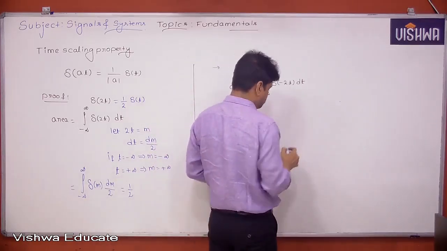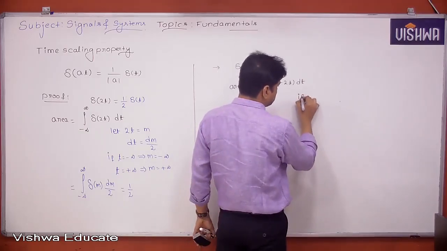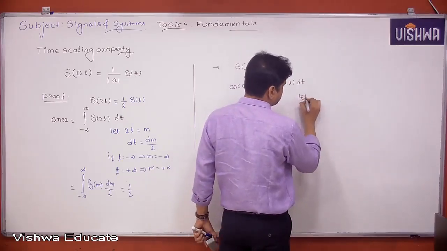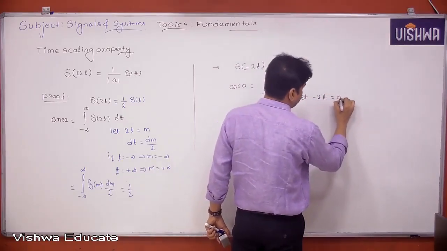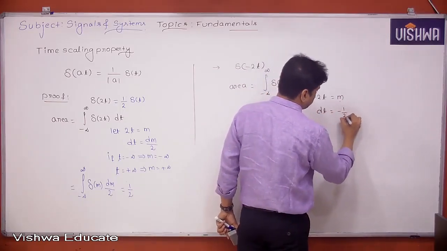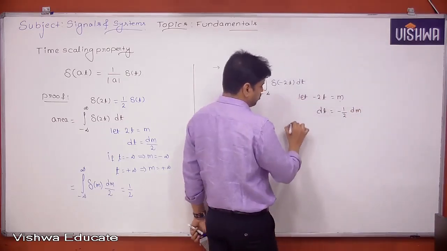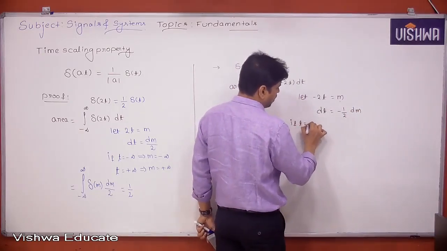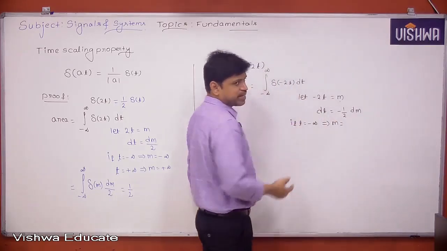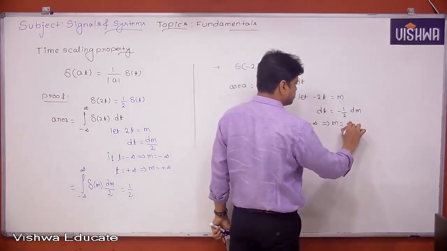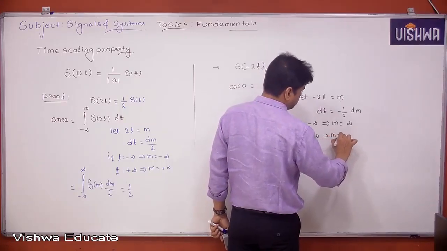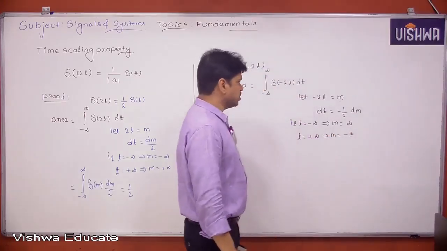Again, let minus 2t be equal to m. Then dt is minus 1 by 2 dm. If t is equal to minus infinity, that is the lower limit, then m, because we already have a minus sign here, will become plus infinity. If t is equal to plus infinity, then m is equal to minus infinity. This is what it is going to be.